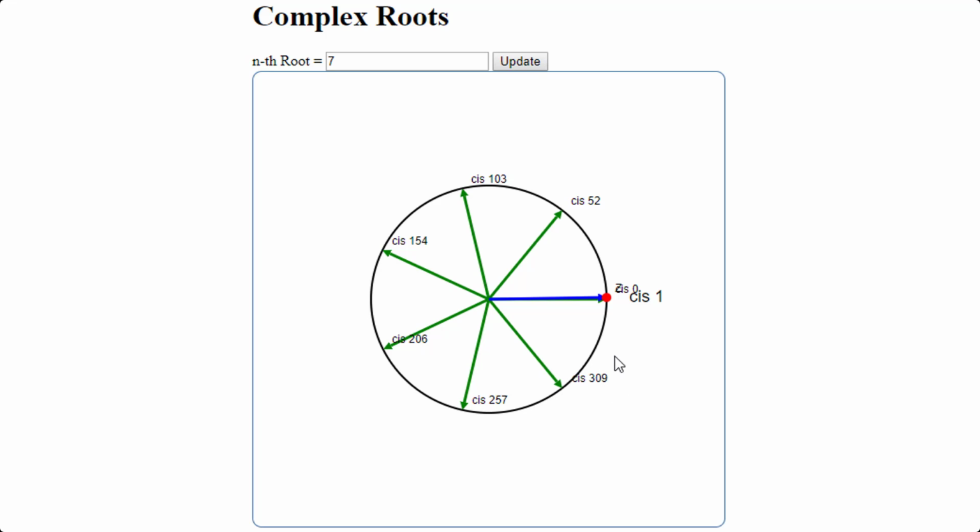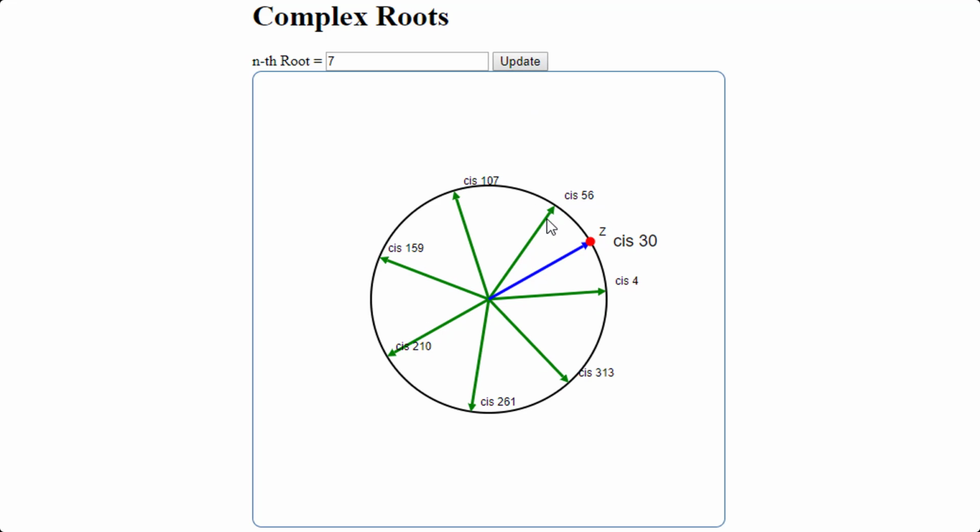Basically what that's saying is if you raise any of these to the 7th power, you're going to end up with this initial input value. So let me go with 30 degrees, CIS 30. If I take CIS 56, raise it to the 7th power, I'm going to end up with CIS 30. And it's interesting that they all equally portion the unit circle in that respect.